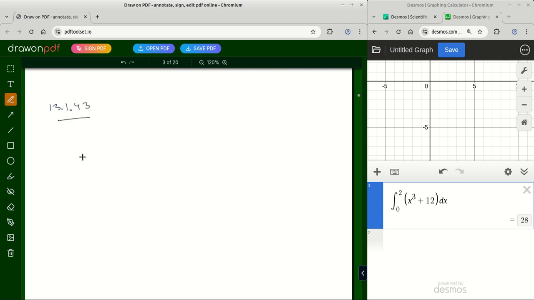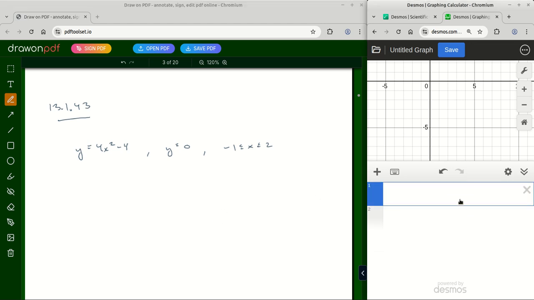So 13,143. I got y is equal to 4x squared minus 4. I got y is equal to 0. And then it says go from -1 until 2. So I want to know what these look like before I decide what's on top and bottom.